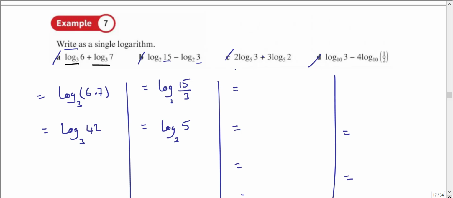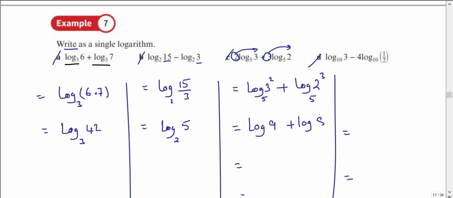Now be careful with number C here. How would you suggest we do C? Sir, we add the 2 and the 3. No. When you have a number multiplied by log, you take it back as a power. You write it this way: log 3 power 2 base 5. Same here. Take 3 as a power. So it will be log 2 power 3 base 5. Then simplify just a little bit. 3 power 2 is 9. 2 power 3 is 8.